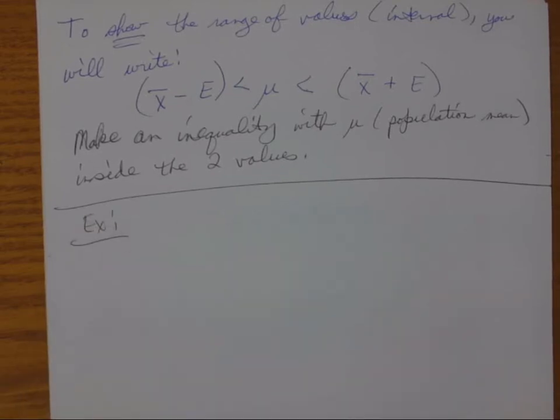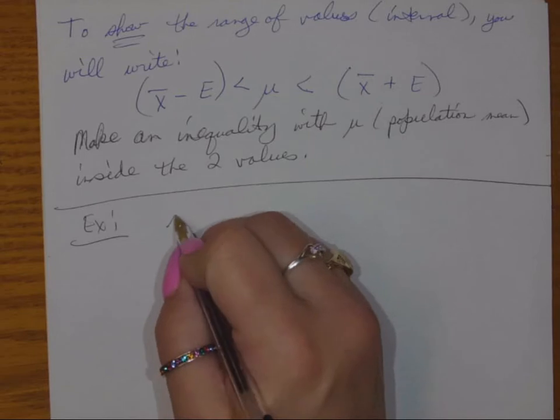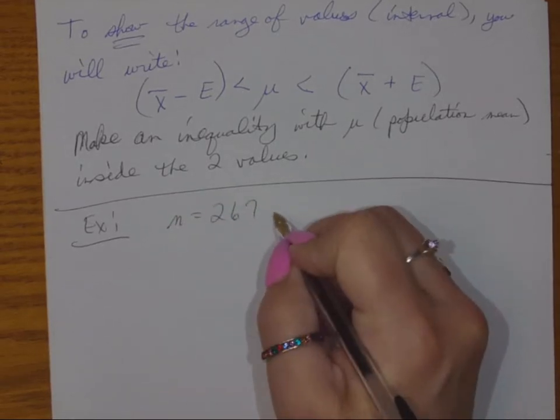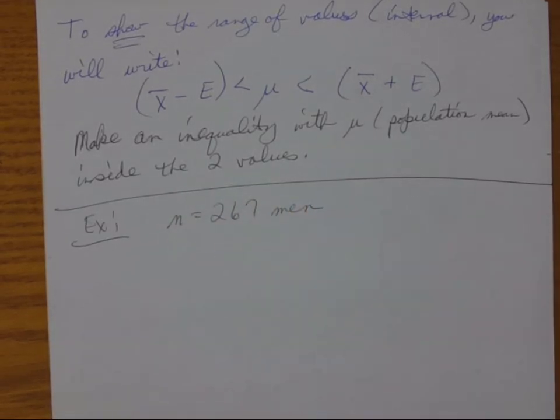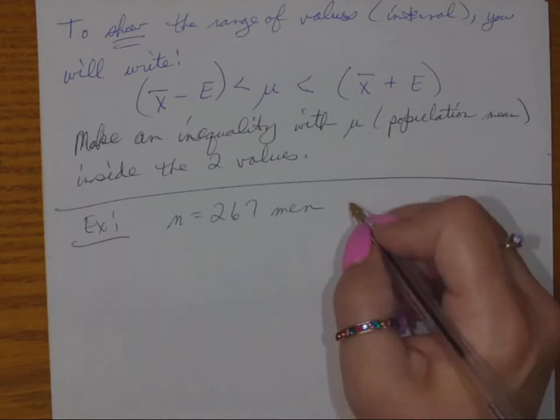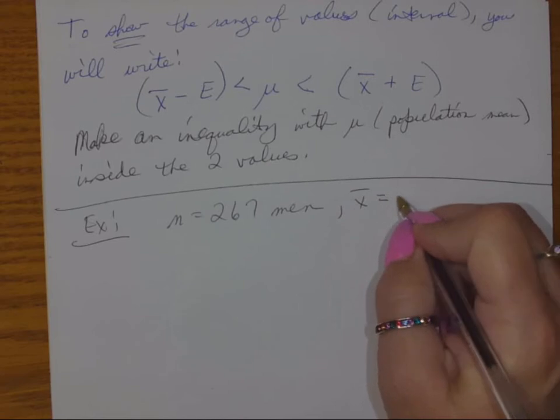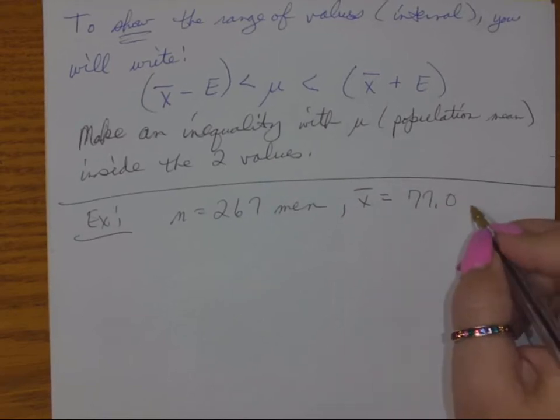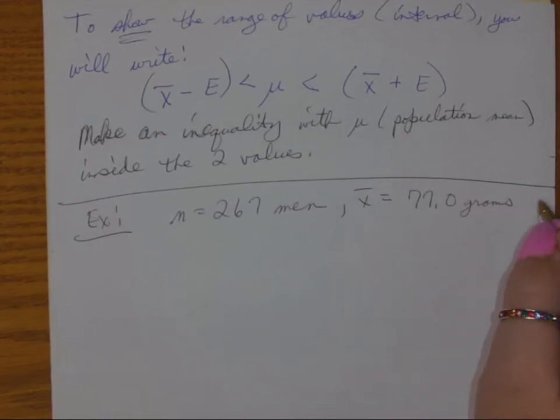It says, consider the daily protein intake data described above for a sample of N equals 267 men. I'm just going to write down what I think is important here. 267 men, and they have a sample mean of X bar equals 77 grams of protein that they ate per day. So we're talking to men and figuring out exactly how much protein they eat every day.